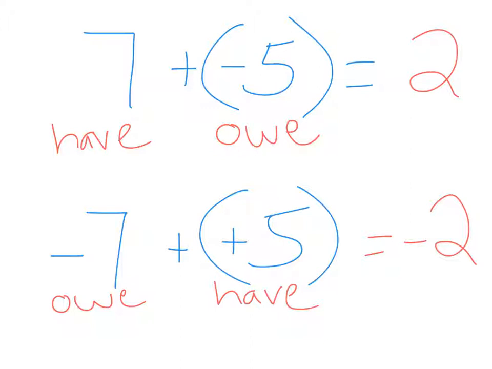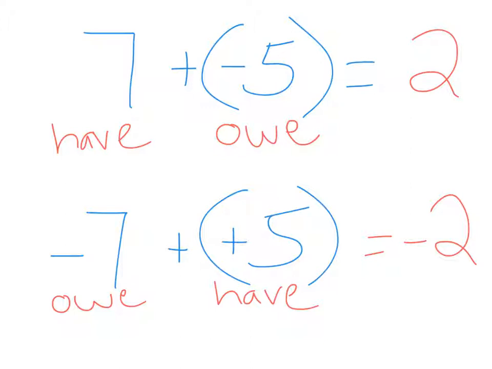That's my rule: opposite signs means I subtract their absolute values, and I'm going to keep the sign of the larger value. So out of 7 and 5, 7 is a larger number than 5, so I'm going to keep the sign that 7 has. In the first example, that's why my answer was positive, because my 7 was positive. And in the second example, my 7 was negative, so my answer was negative.